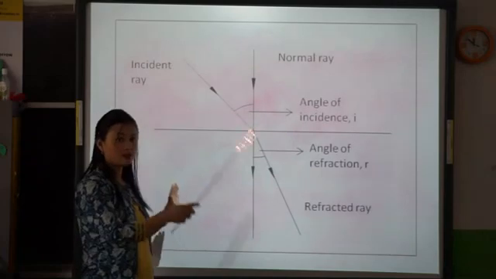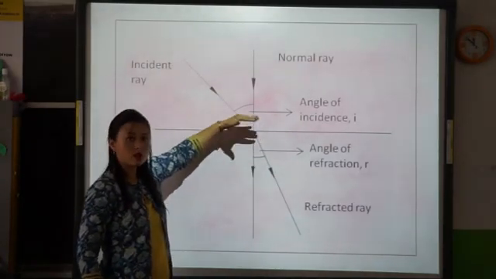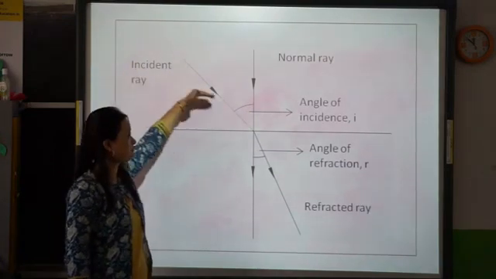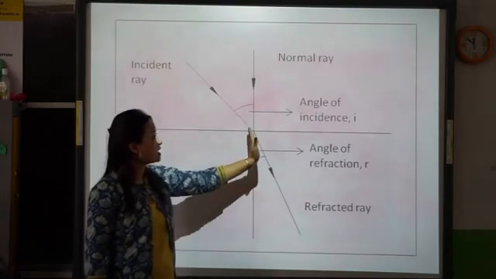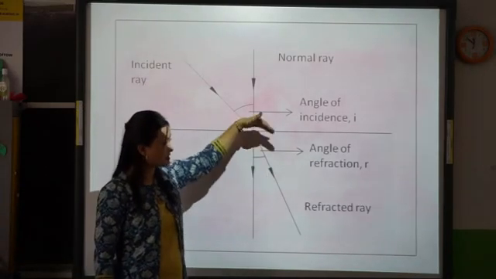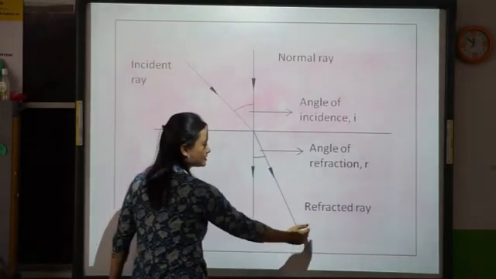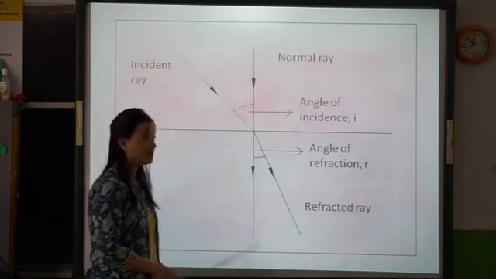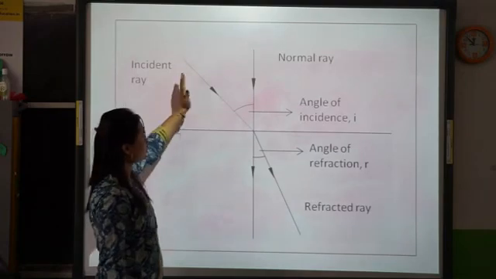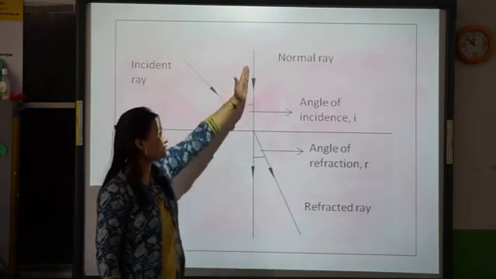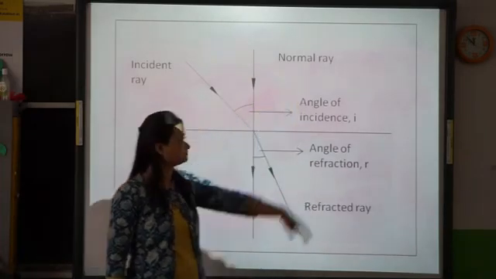Now this is how exactly a refraction would take place. The light which comes from the source and falls on the surface is called the incident ray. After striking the surface, when it enters another medium, it is called the refracted ray. The imaginary straight line which divides the incident ray and the refracted ray is called the normal.